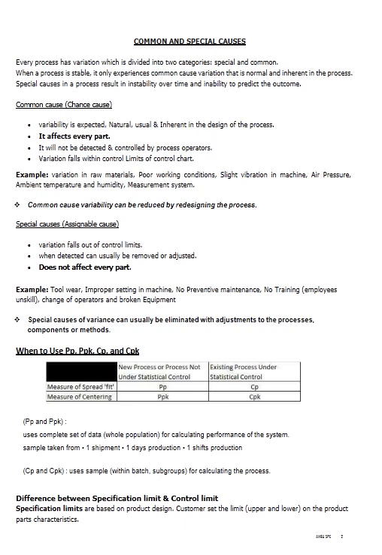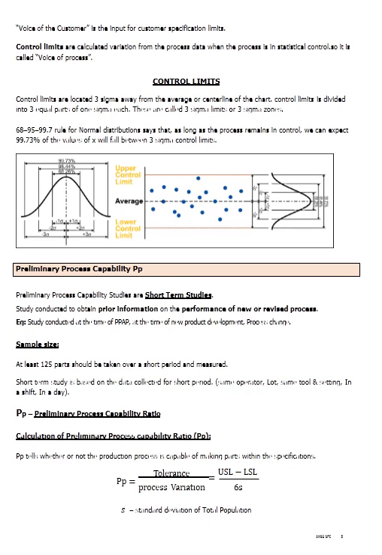Difference between specification limit and control limit. Specification limits are based on the product design. Customers set the limits on the product part characteristics. Voice of the customer is the input for customer specification limits.